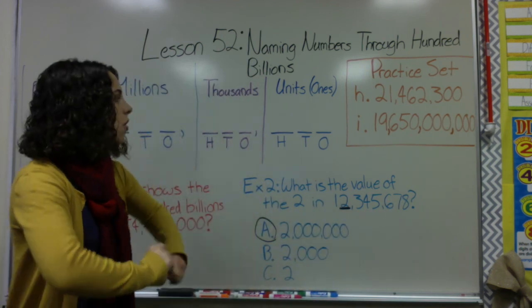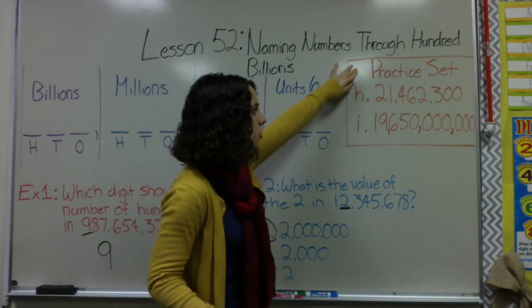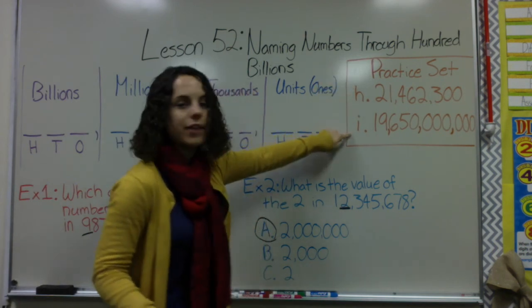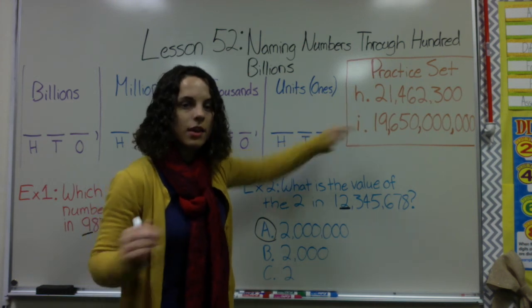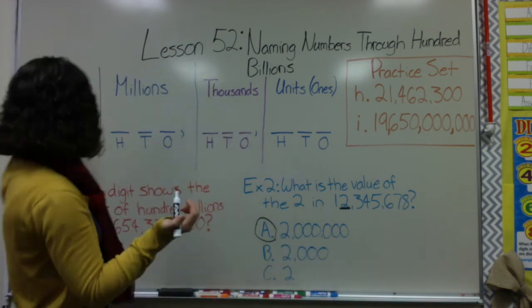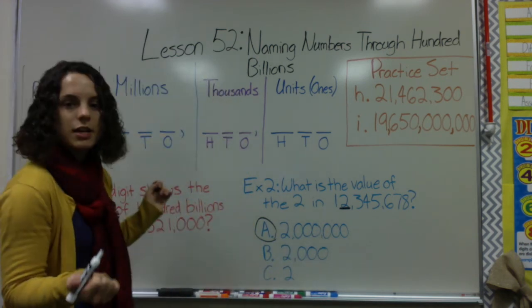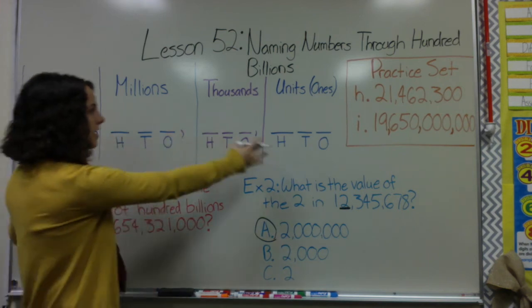So I want you to go ahead for the practice set. I want you to go ahead and do just letter H and I. For letter H and I, you're writing them out using words. So I'll go ahead and do a little bit of an example for you since I didn't go through completely how to read those different numbers.